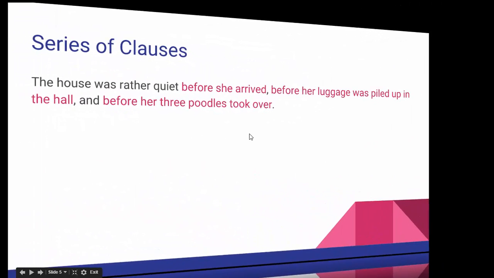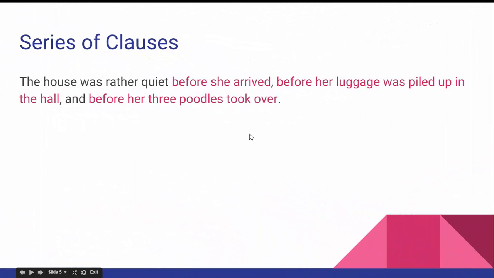And our last one is when we have a series of clauses. The house was rather quiet before she arrived, before her luggage was piled up in the hall, and before her 3 poodles took over. Again, I have the clauses in pink for you. Before she arrived is the first clause. Before her luggage was piled up in the hall is the second clause, and before her 3 poodles took over is the third clause. So as you can see, comma after arrived and comma after hall.